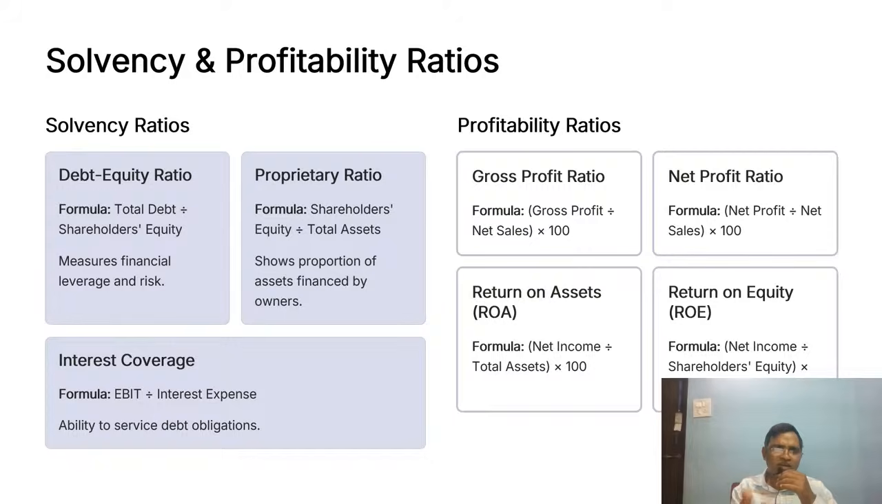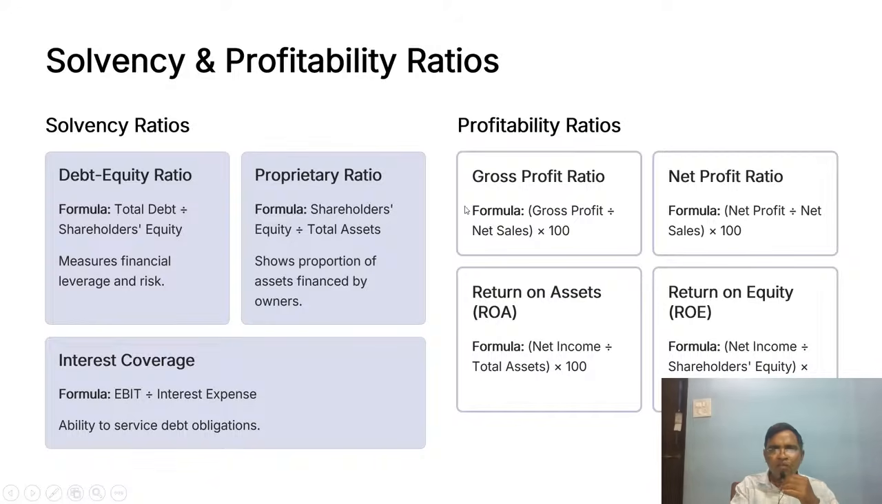Then solvency ratios, where you have to mention the solvency ratio. Here the formula is total debt by shareholders equity. It measures the financial leverage risk. Proprietary ratio is shareholders equity divided by total assets. Then interest coverage is EBIT divided by interest, which shows the debt obligation.